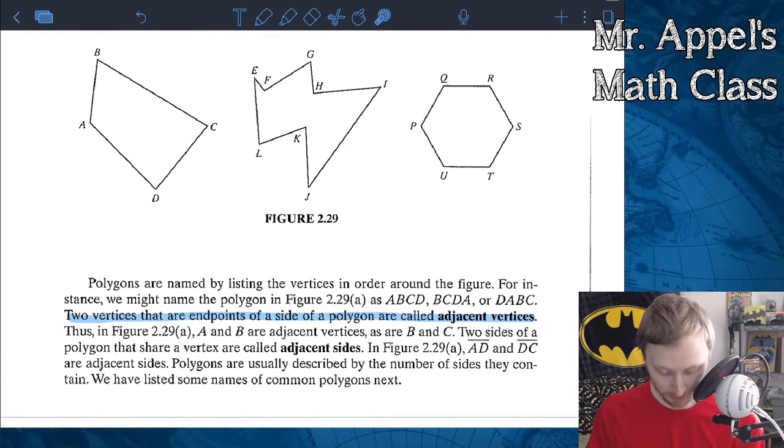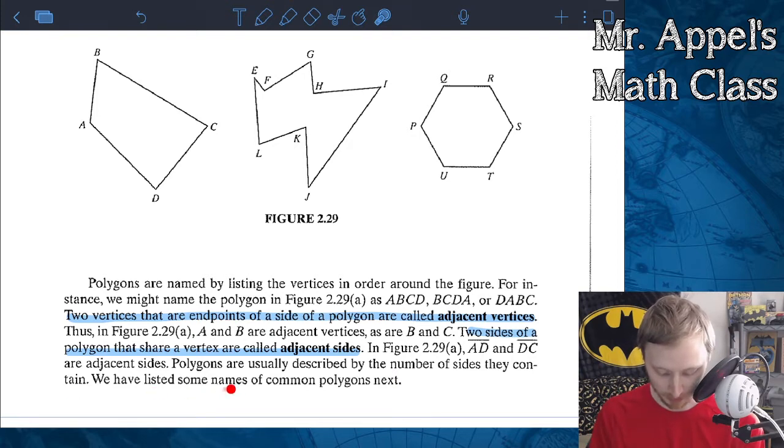Two sides of a polygon that share a vertex are called adjacent sides. Okay, so adjacent sides are literally connected to each other. In figure 229A, segment AD, this one here, and DC are adjacent sides, as would be BC, CD, AB and BC, and so on. Polygons are usually described by the number of sides they contain.